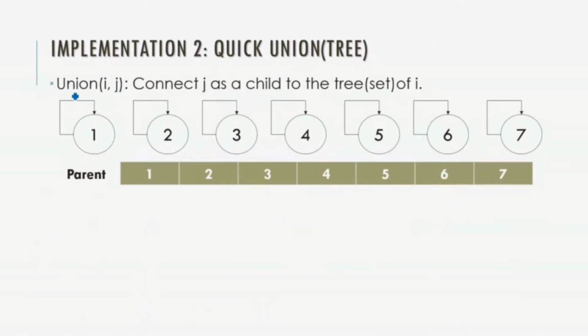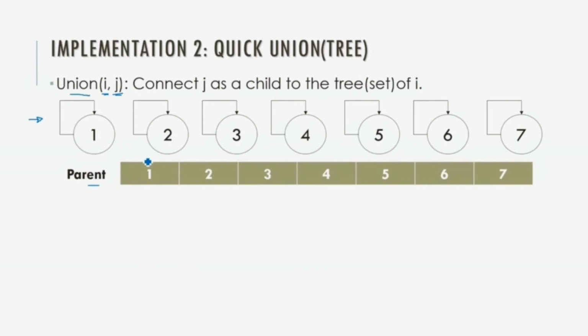For this approach, the union operation is very easy. We just connect one node as the child of another node. While performing the union operation between i and j, if we make j a child node of i, then they become members of the same set, and they will be nodes of the same tree. Initially every set consists of a single element, and the parents or set representatives are the same as the indices.